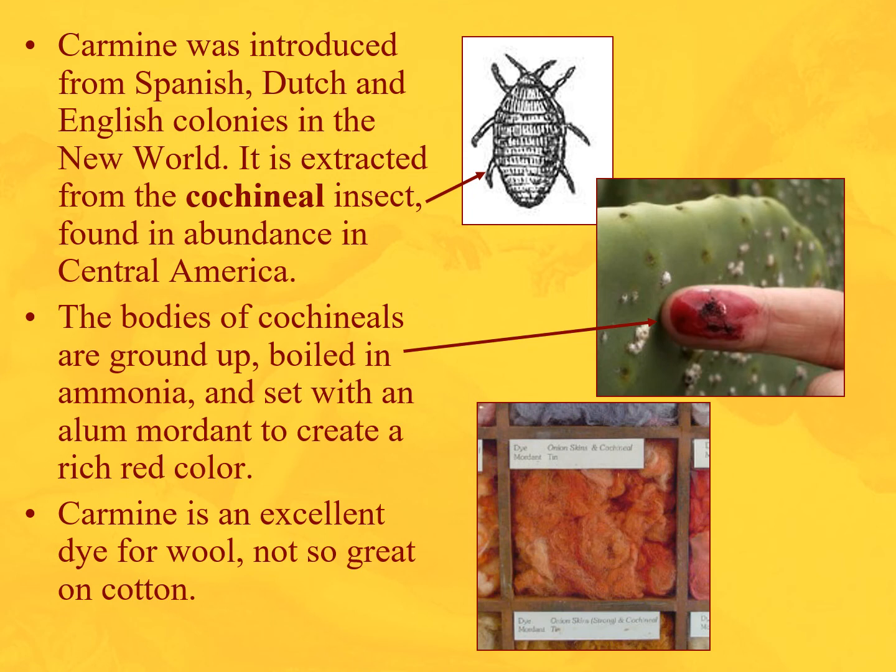Cochineal. Carmine, introduced to Spanish, Dutch, and English colonies in the New World. It's extracted from the cochineal insect, a little bug, kind of like a little mite or tick. What you do is you take the bodies of these, grind them up, boil them in ammonia, and set with an alum mordant to make this rich red color. Excellent for wool. Not so great on cotton. On cotton, it would run like a marathon runner, but really good for wool.